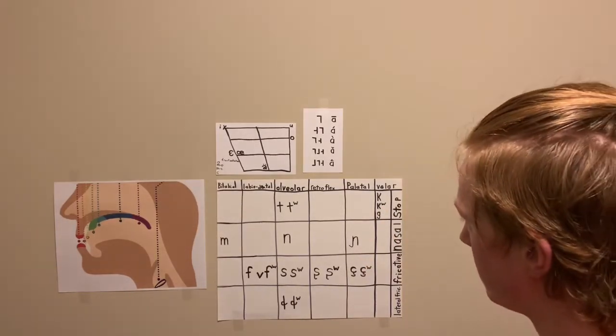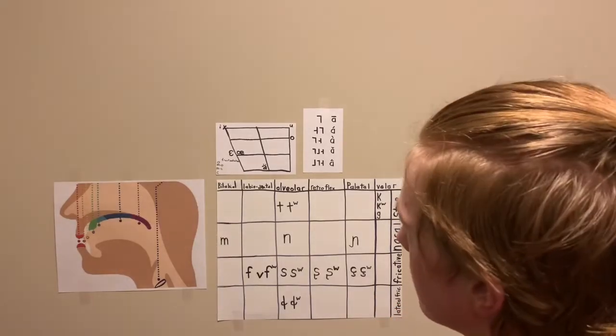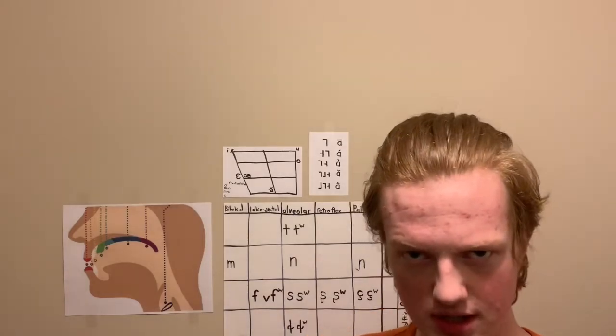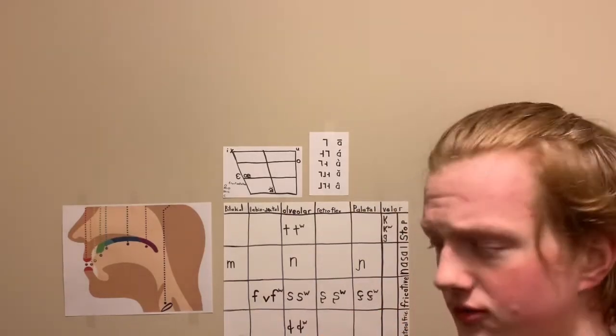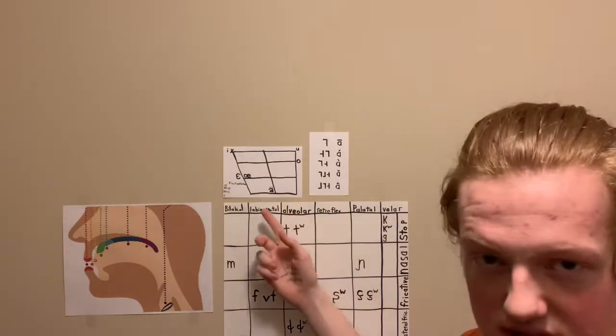So that is all of the consonants found in the Gek language. Now we can move on to the vowels. The way that vowels are organized in a phonology table is a bit different than consonants. As you can see, it looks a lot different.